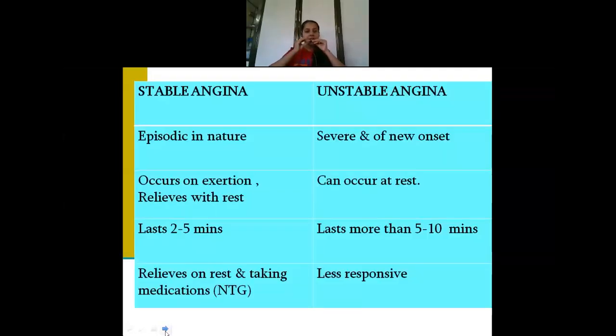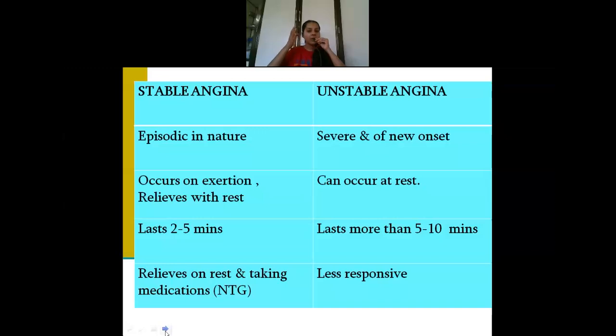Now in this chart I have given the difference between stable and unstable angina. As I told, stable angina is episodic, but unstable is actually very severe and unpredictable. Already I told, isn't it? Stable angina was predictable because of a predictable degree of exertion. Unstable is an unpredictable degree. Stable angina occurs most of the time because of exercise or physical activity, and immediately once you take rest or take nitroglycerin, it will reduce. But unstable angina can occur anytime, and even if you take rest or nitroglycerin, it is less responsive.